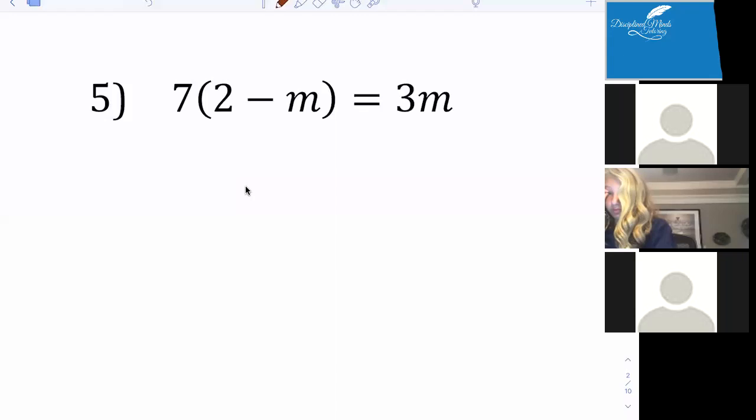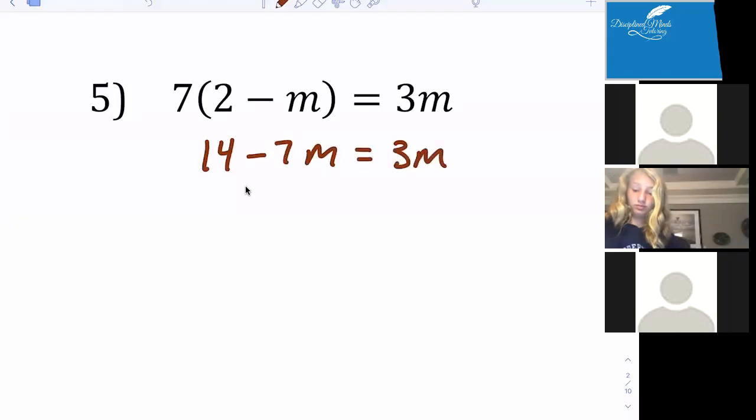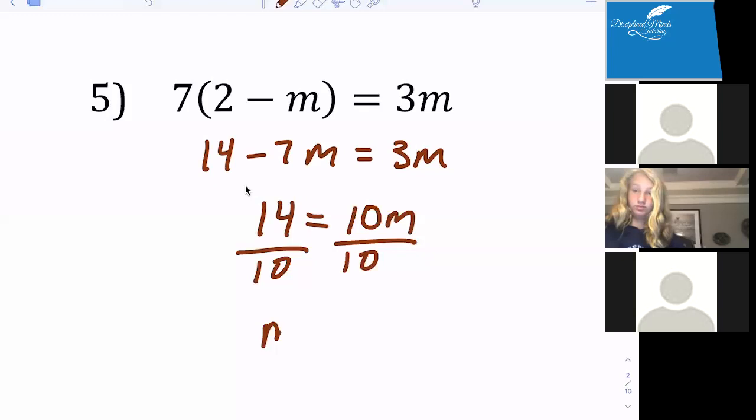All righty, let's go. Now, let me hear somebody. Tucker, what am I doing? You want to distribute 7? Yes, sir. Thank you so much, Tucker. So it's going to be 14 minus 7m equals 3m. Beautiful. And then you want to add 7m. So 14 equals 10m, divided by 10, and m equals 14 over 10.